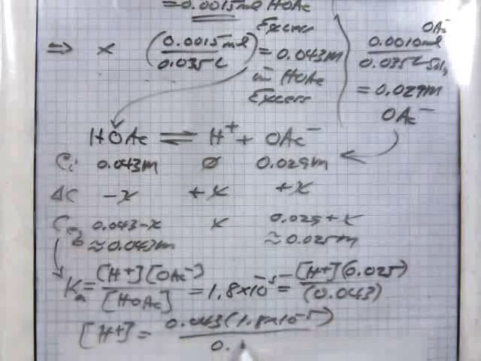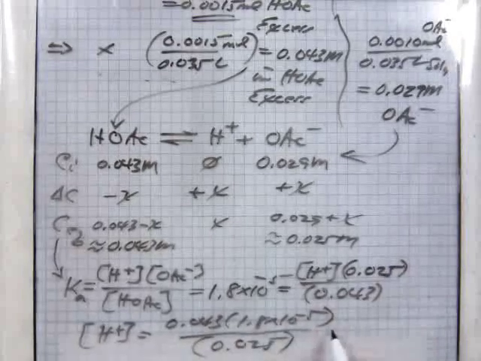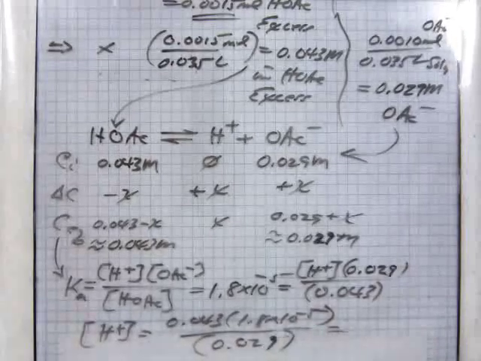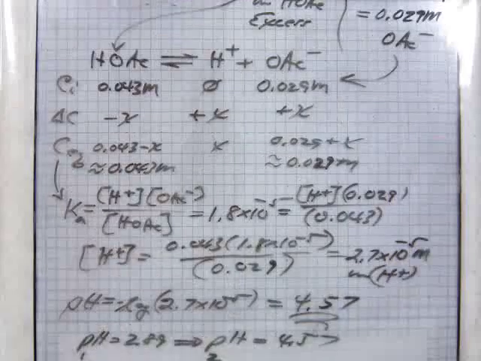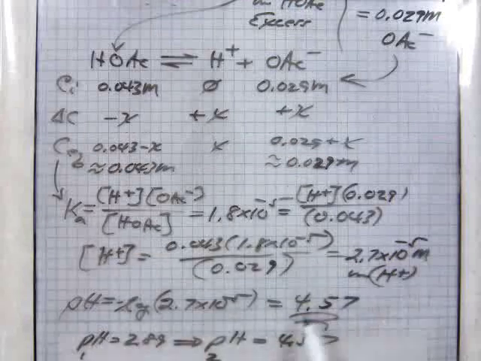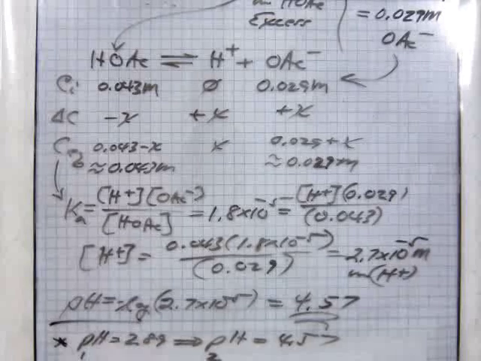Okay. And there it is. Sorry. I got 2.7 times 10 to the minus 5 here, and then calculating the pH. And this is just the change that we've gone through.